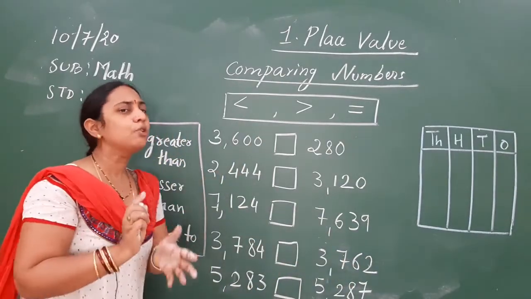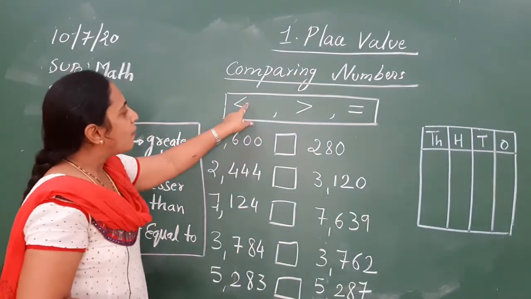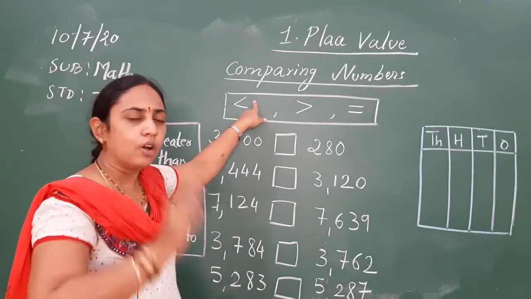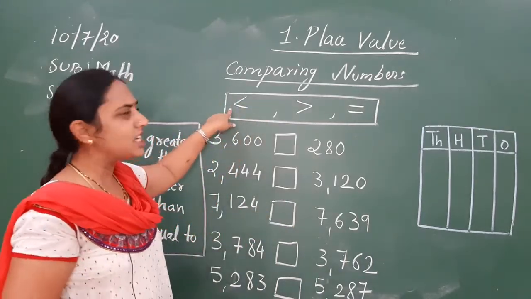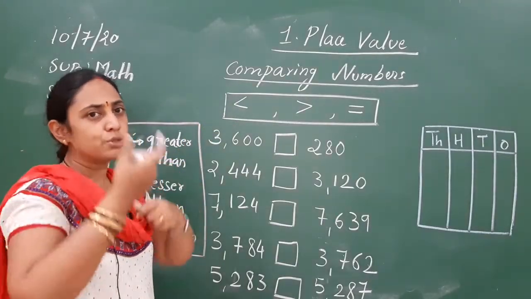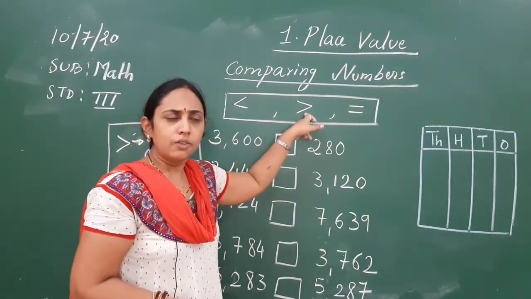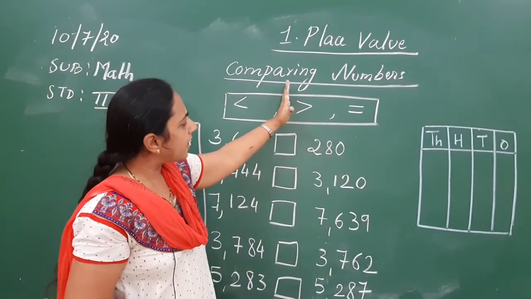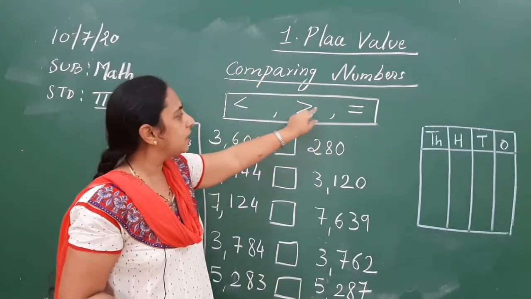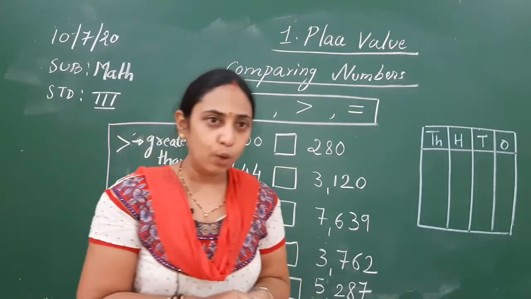I will tell you how I used to remember. It is very easy. Wherever this is open, on that side the number is always bigger, and wherever it is closed, that number is smaller. Very easy, isn't it? I used to remember it like that only. If I write that this is greater than, then it is open towards the greater number and closed towards the smaller number, and equal to is used when they are equal, right?